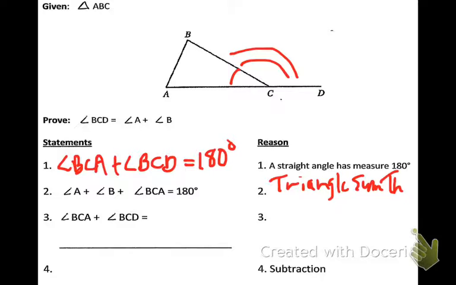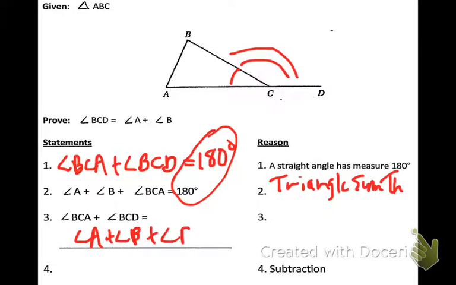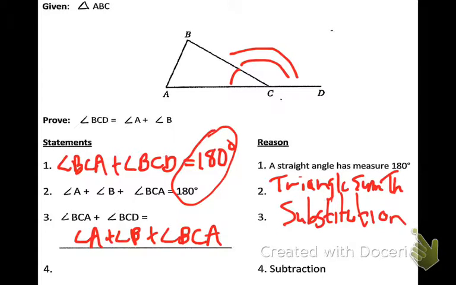No. They do. They both equal 180, right? If they both equal 180, what do we know about them? They equal each other. So it'd be angle A plus angle B plus angle BCA. And that would be by what? Substitution. Good. That's substitution. So then subtraction. That's subtraction, property of equality.